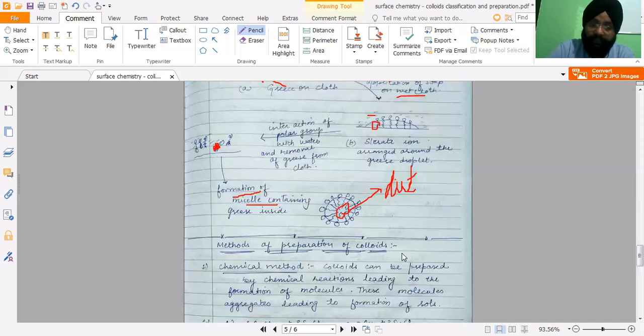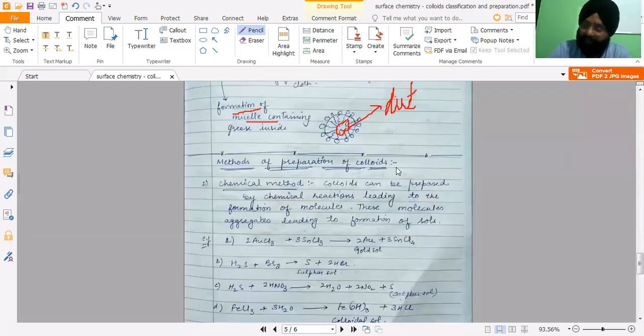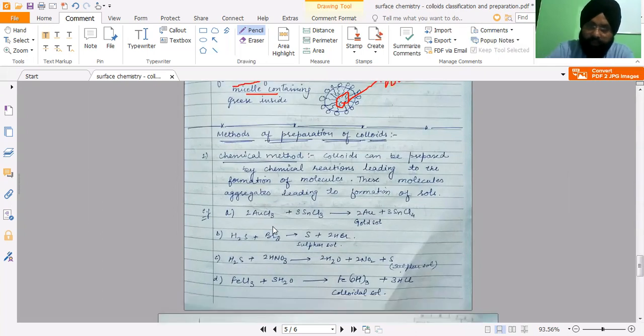Now, next is methods of preparation of colloids. There are many methods, but only three are given in our NCERT, and you will be asked questions from those only. Right. The first method is the chemical method. There are a few more reactions, like double decomposition, reduction, oxidation, three or four methods under the chemical method. This chemical method includes a normal reaction in which molecules are formed and those molecules aggregate to form the particles. Right?